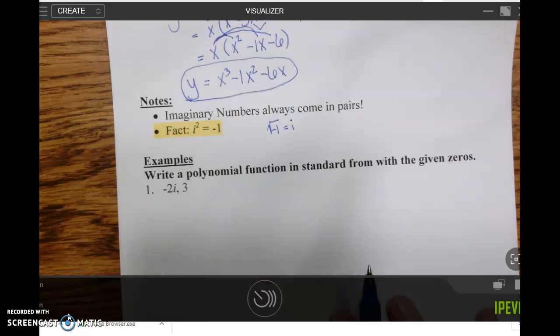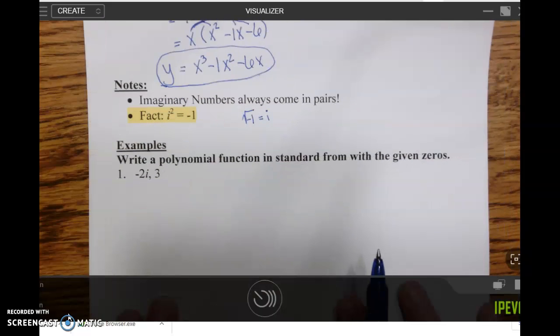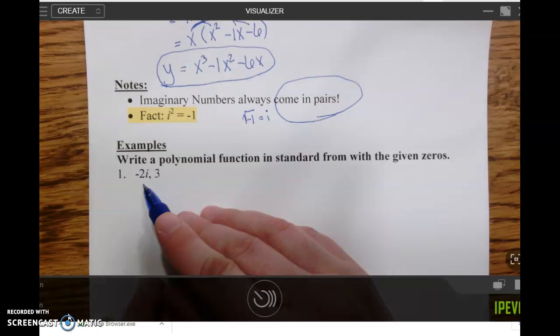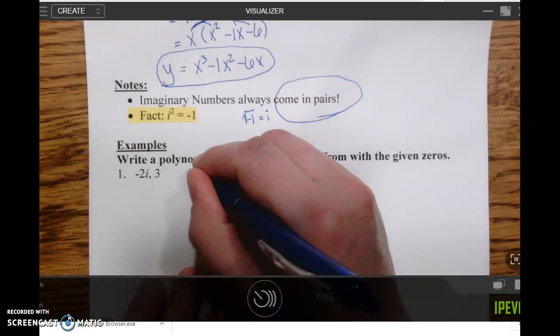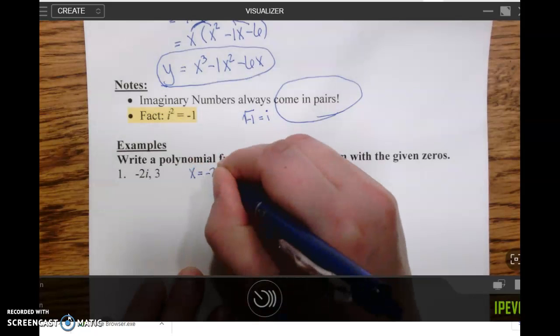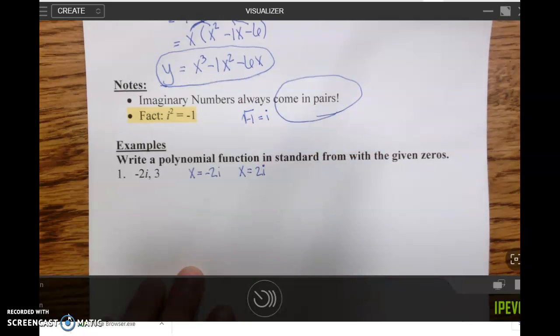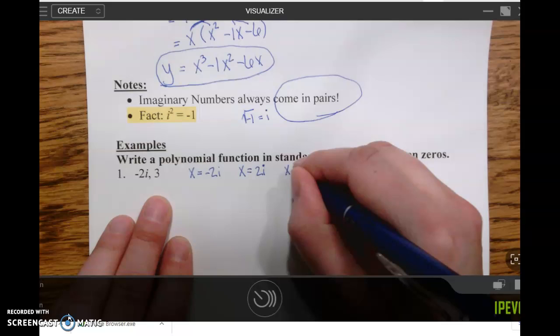All right, so the new thing for today is that when you write your polynomial in standard form, you need to remember the imaginary numbers come in pairs. So if you're given a negative 2i as a 0, so we know x is negative 2i, it's assumed that you will know x equals positive 2i as well, even though it's not given to you, because the imaginary numbers always come in pairs. And then we're also given x is 3.